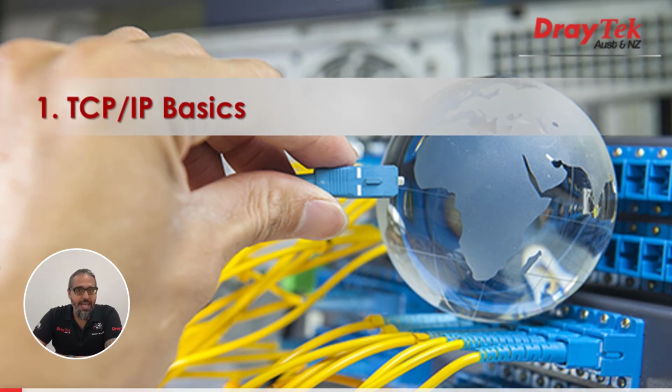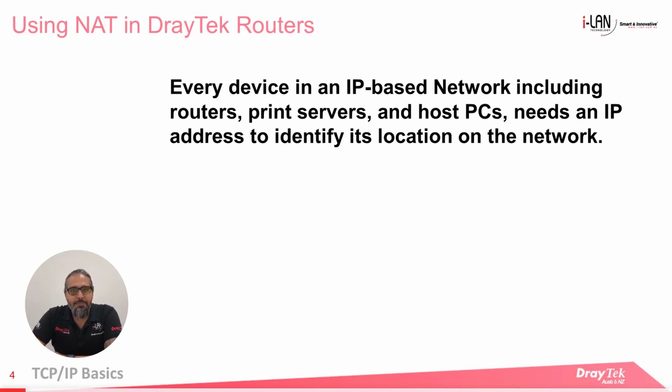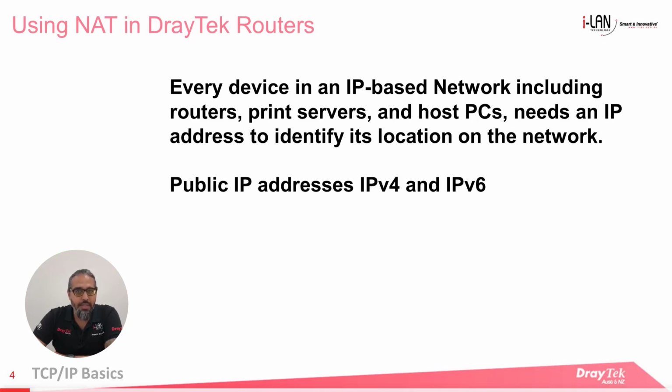Before we discuss NAT and port redirection, plus the other features, let's start off with some TCP/IP basics. In an IP-based network, each device needs a unique IP address, whether it's a computer, printer, server, camera, or an IP phone. There are two types of IP addresses, public and private. Public IP addresses are used on the internet, and private IPs are used inside a local area network and are not usable on the internet.